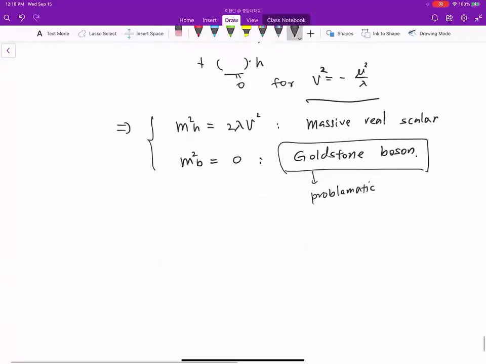In full generality, you can show that a non-abelian... I'm sorry, but why is the Goldstone boson problematic? Why is it a problem? Yes.